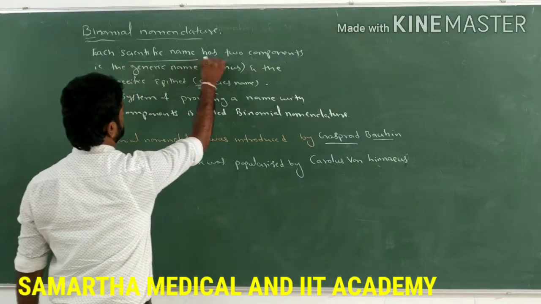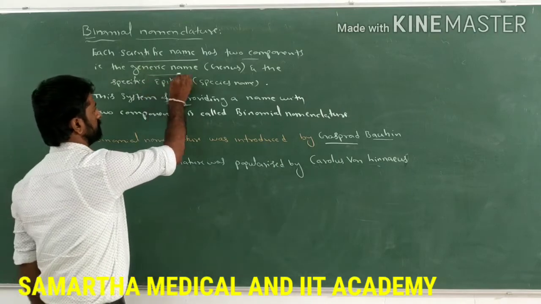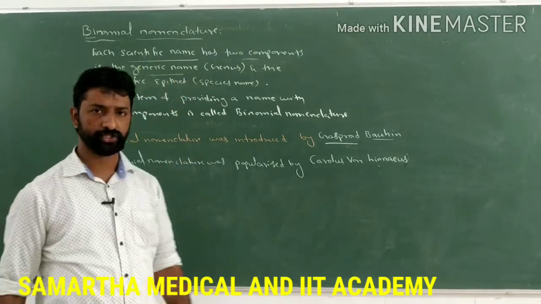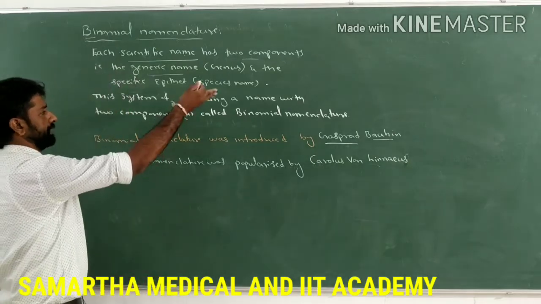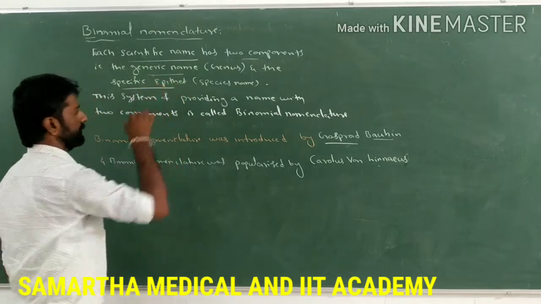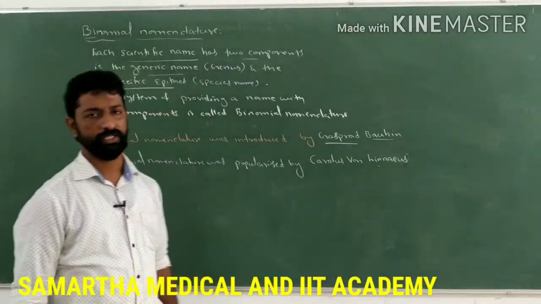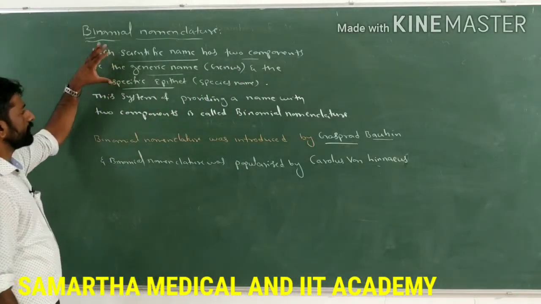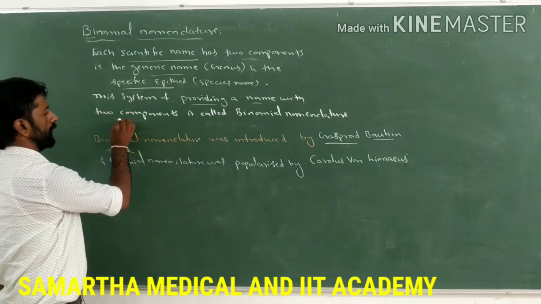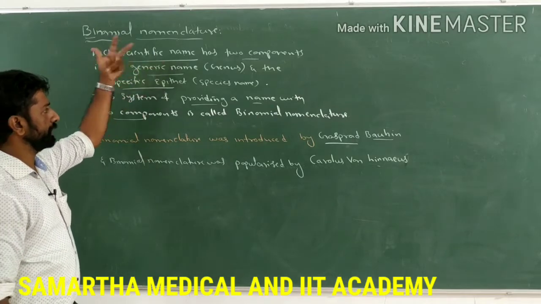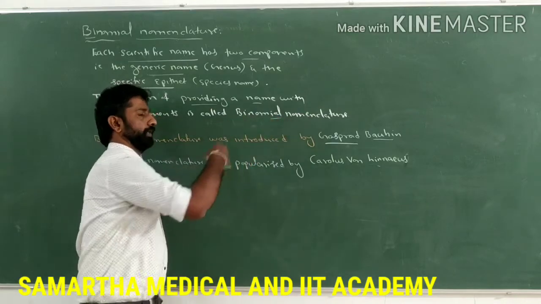So each scientific name has two components. One is the generic name, nothing but the genus name, or the genus to which that organism belongs. The second part of the scientific name is the specific epithet, which can also be called the species name. Such a system of providing the scientific name with two components, the generic name and the specific epithet, is called binomial nomenclature.